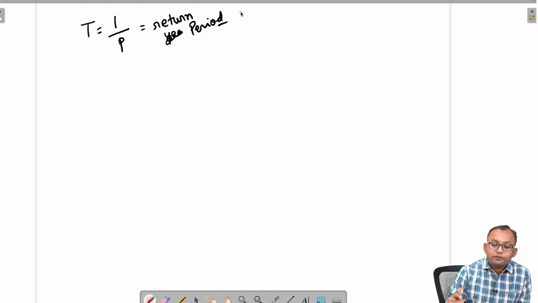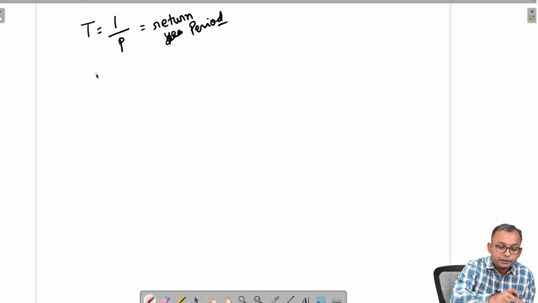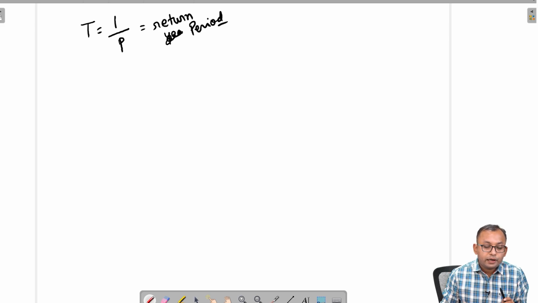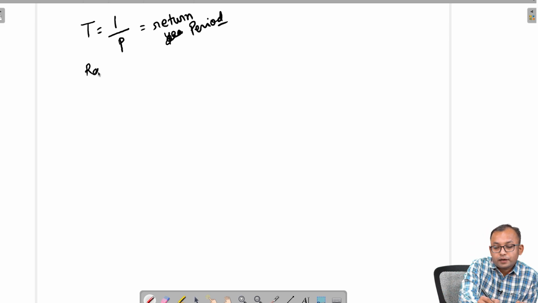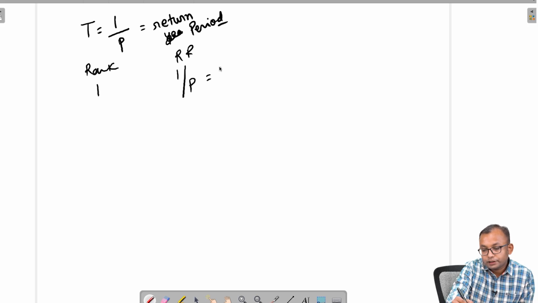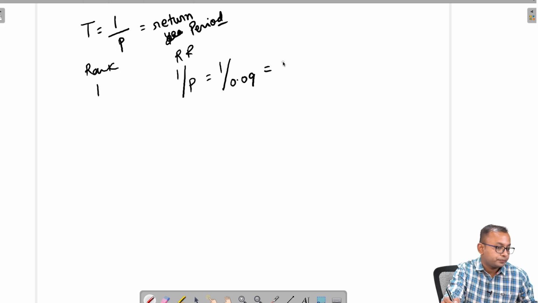So, for the first value we have the probability, let us say, 0.09. Okay. So, the first rank event, let us say this is rank 1. So, we have written return period is equal to 1 by p, which is basically 1 by 0.09, which we can calculate. 1 divided by 0.09, which is coming out to be 11.11 years.